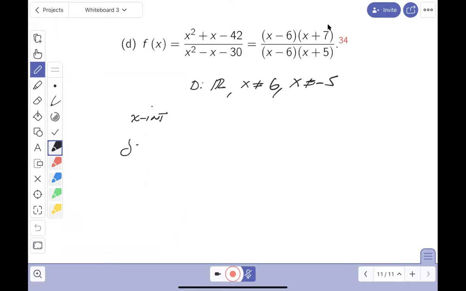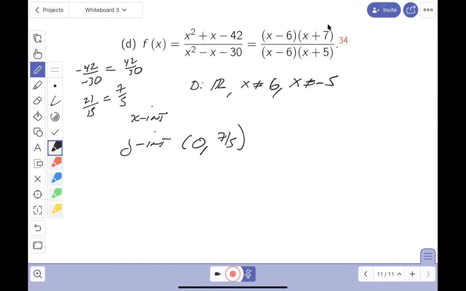Now, I'll put the Y-intercept down first because I think it's really easy to do. That would be x equals 0. And what would you get? Well, if you plug in 0, you get -42 over -30. It's a nasty number. What's that going to be? 42 over 30. Still a nasty number. Let's divide. That's 21 over 15. I can divide by 3. That would be 7/5.